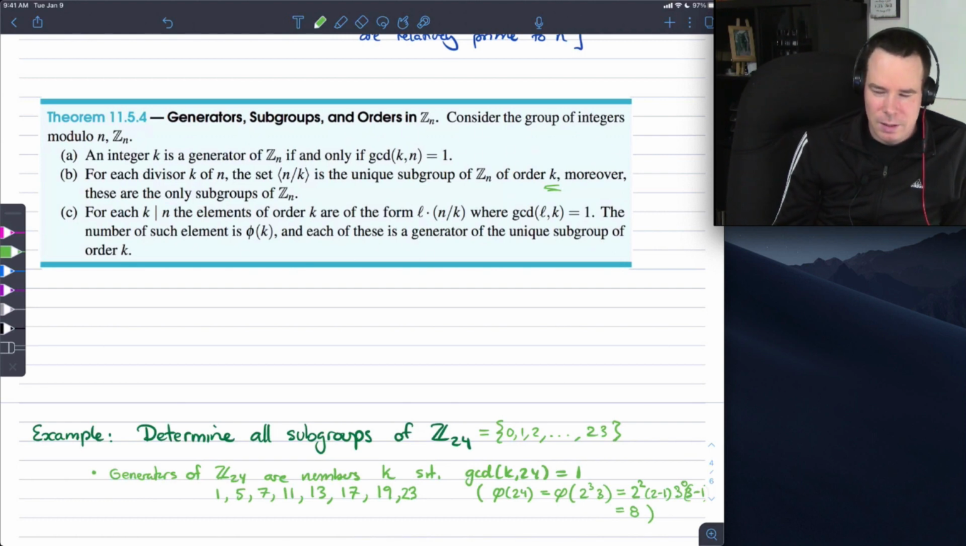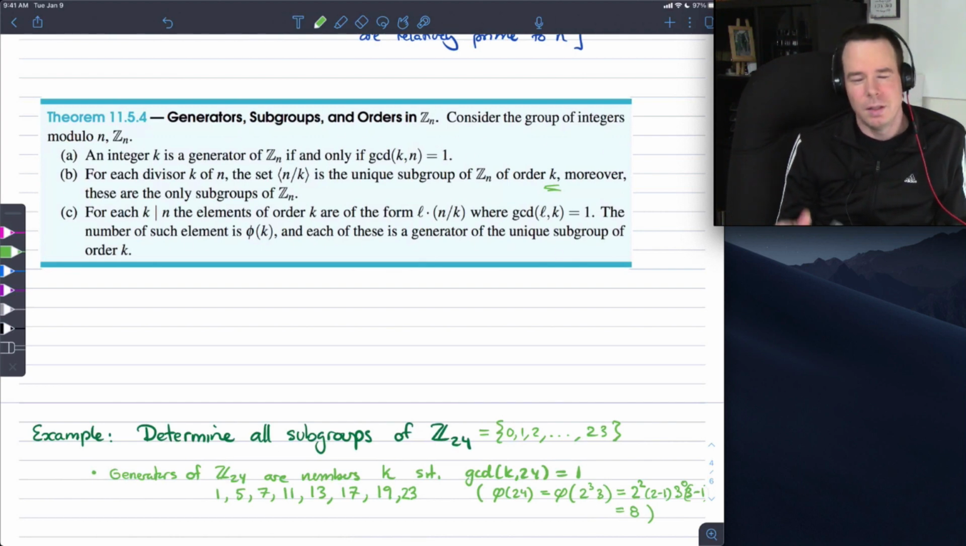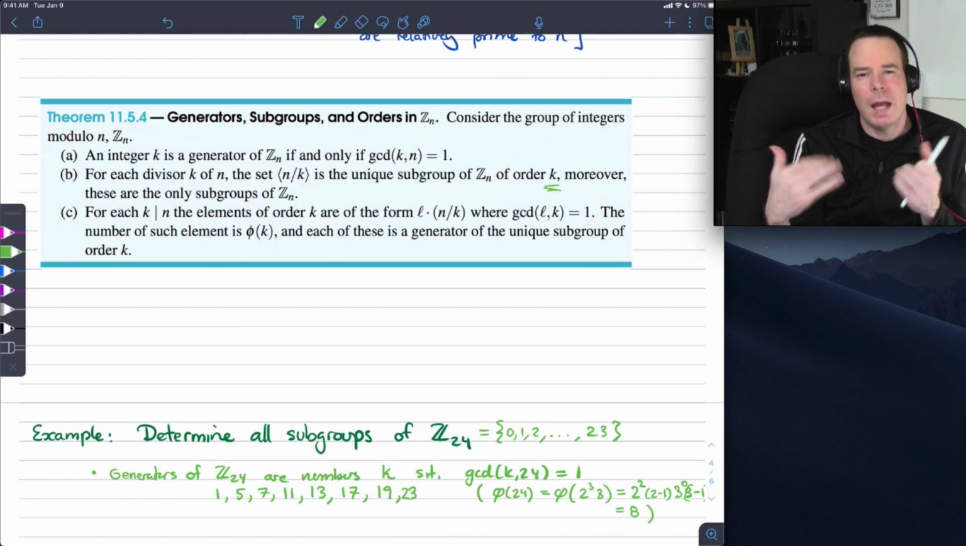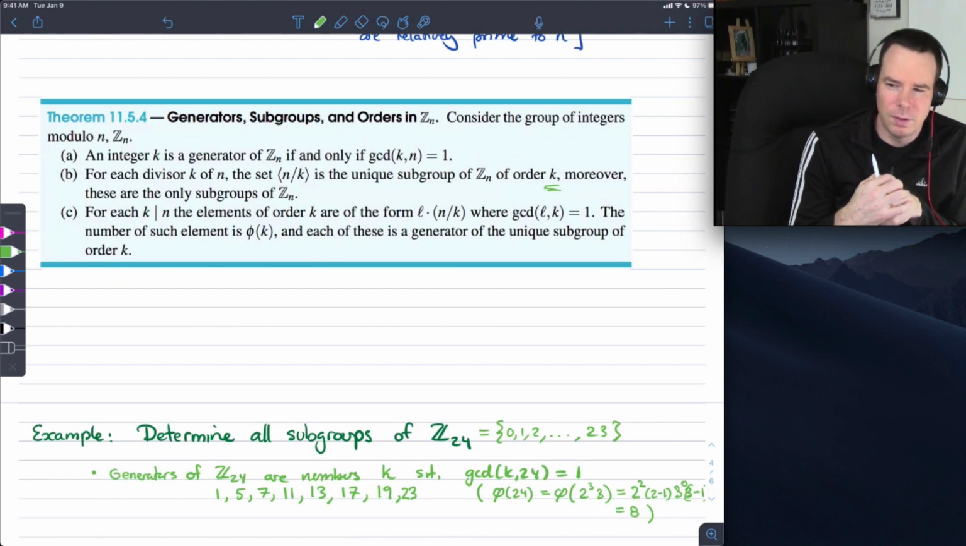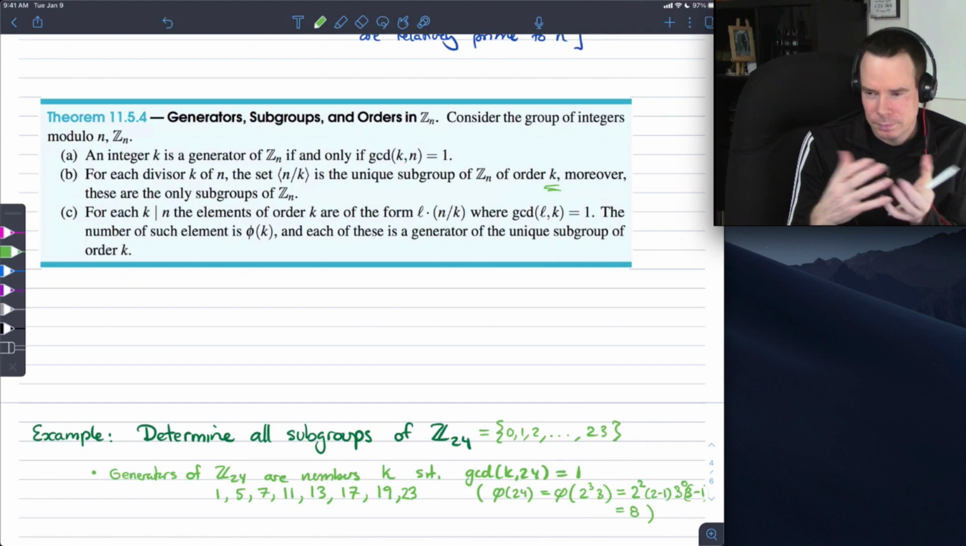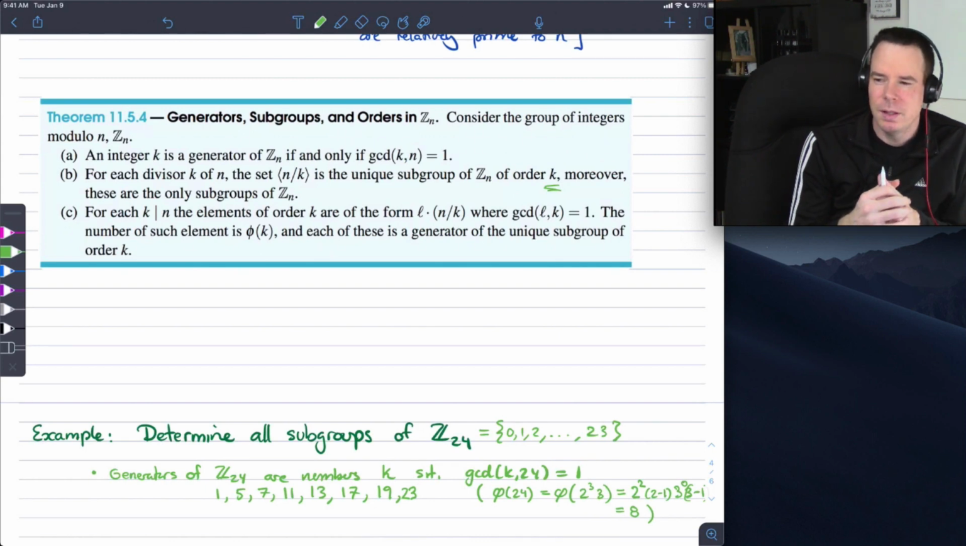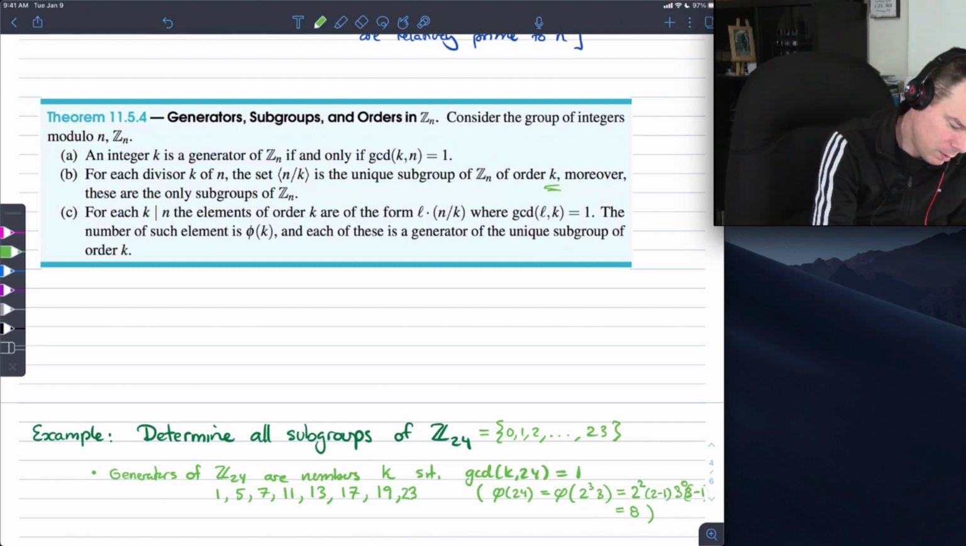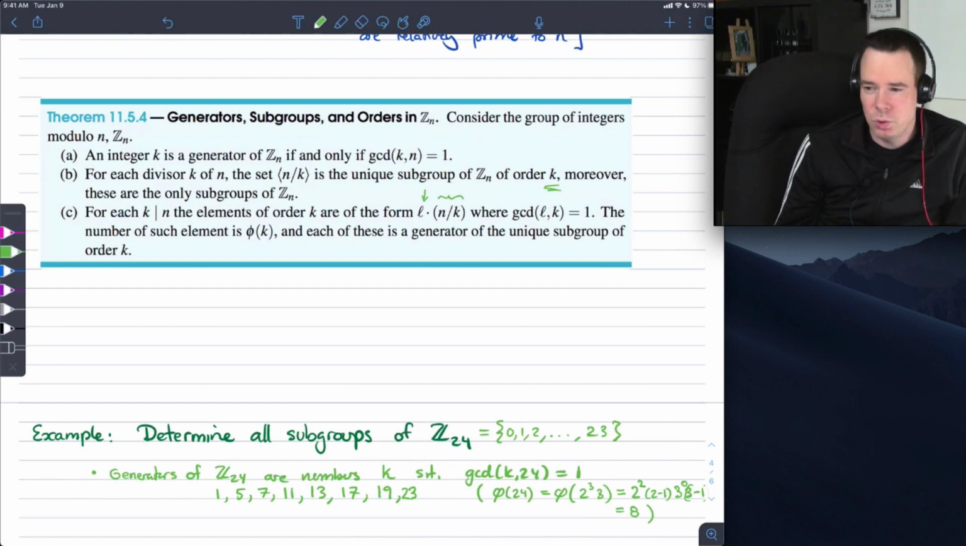For each k which divides n, the number of elements of order k, so in this case, let's say you're in a group of size 24, how many elements have order 12? Well, for k being 12 in this case, the elements of order 12 are precisely those multiples of one element of order 12 that you know. And the one element of order 12 in this case was the number 2, 24 divided by 12. And it's all those multiples of 2 where L is relatively prime to k, or where L is relatively prime to, in our example, 12.